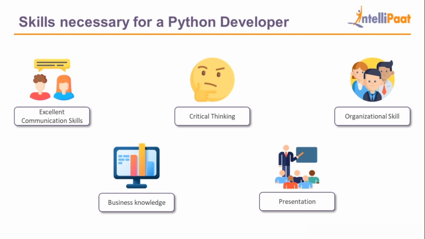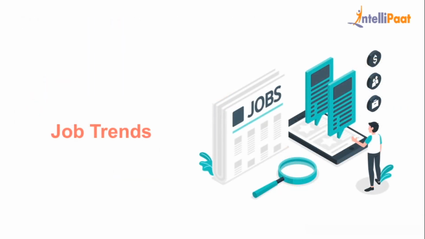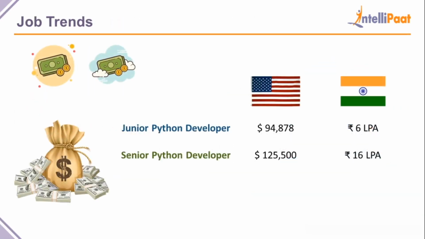So guys, that was it for all the skills. Now we will move on to the job trends. So how much salary will you be able to earn? As you can see, for a junior Python developer, you'll be able to earn around $94,000 in America. And in India, the salary will start around 6 lakhs per annum. Again, these are very average numbers. It depends from company to company and how much an employer evaluates you at. And a senior Python developer can earn $125,000 on average, and an Indian senior Python developer can earn 16 lakhs per annum. Right? So guys, these are the different salaries, and you can see how much they are.